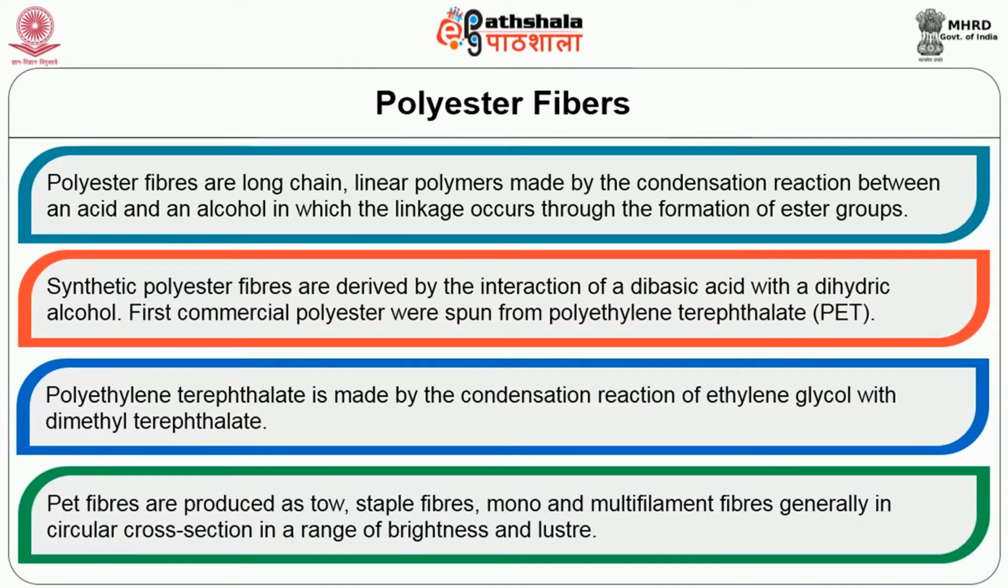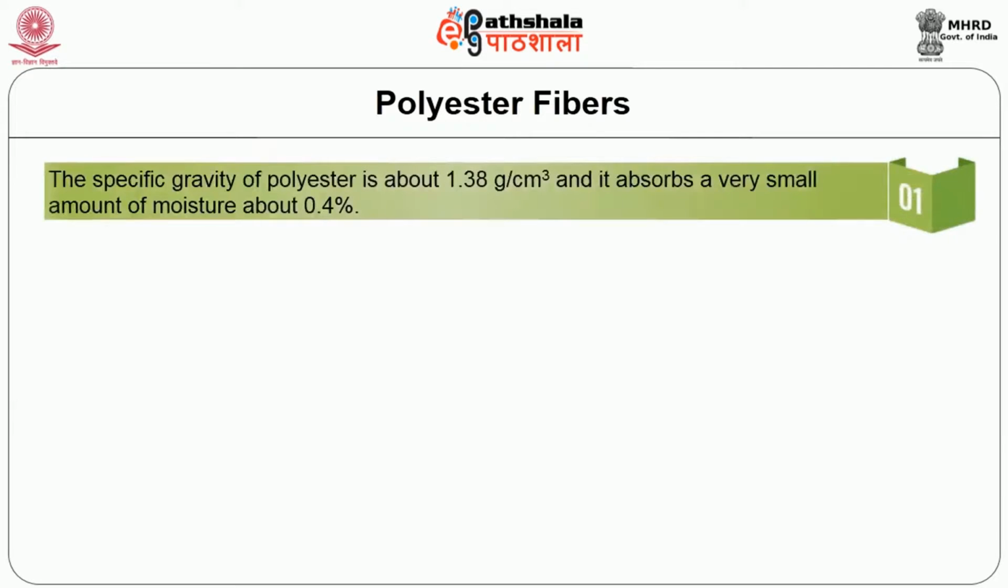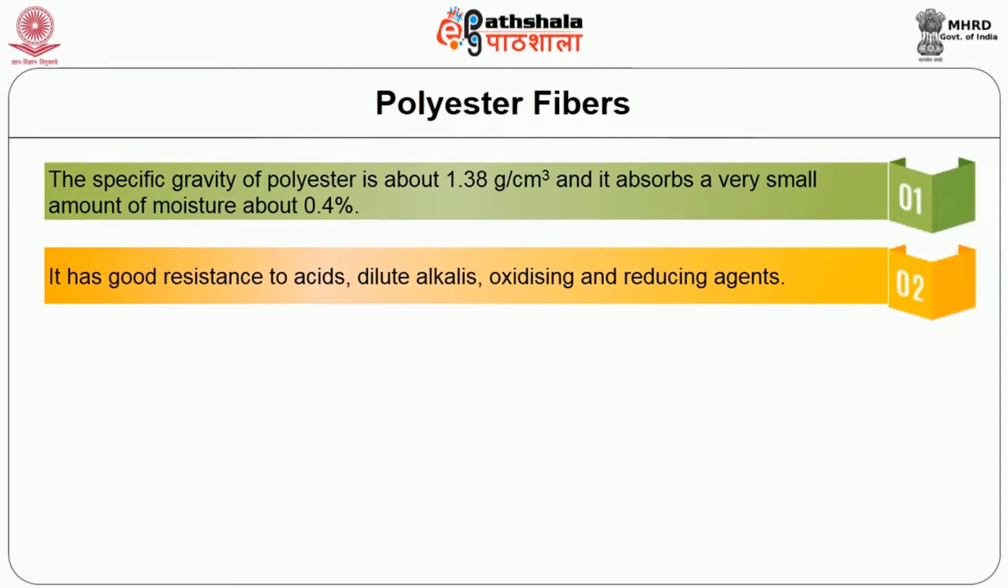PET fibers are produced as tow fibers, staple fibers, mono and multifilament fibers, generally in a circular cross section and a range of brightness and luster, with a wide range of properties to suit specific requirements. The specific gravity of polyester is around 1.38 grams per cubic centimeter, and it absorbs a very small amount of moisture, about 0.4% in standard conditions. It has good resistance to acids, dilutes, alkalis, oxidizing and reducing agents.